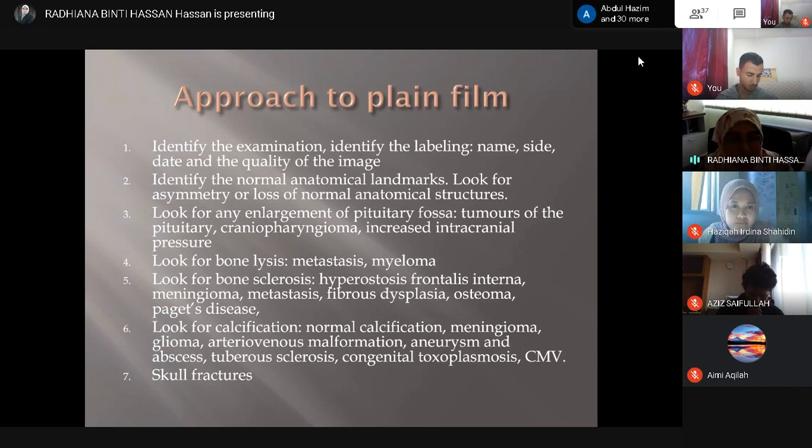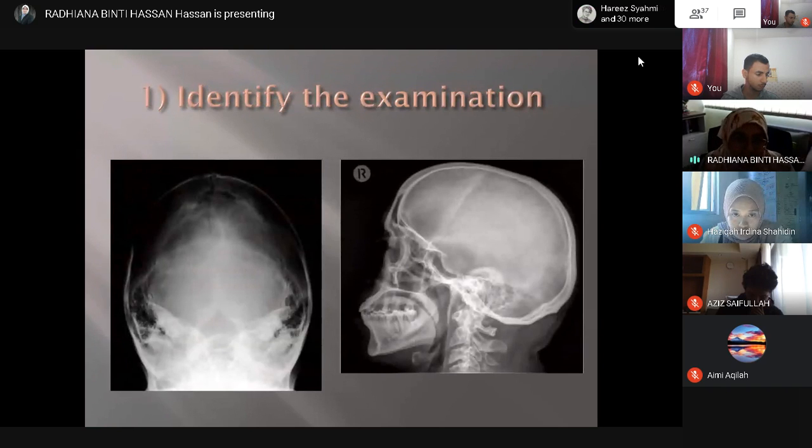And then look at the overall bone of the skull region, whether there are lytic changes, which we can see in many conditions such as metastasis or myeloma. And look for bone sclerosis also. Bone sclerosis can occur in many conditions. We'll see some of the images later. And look for any calcification. Some of the calcification may be physiological, some may be pathological. And then of course look at the skull fractures.